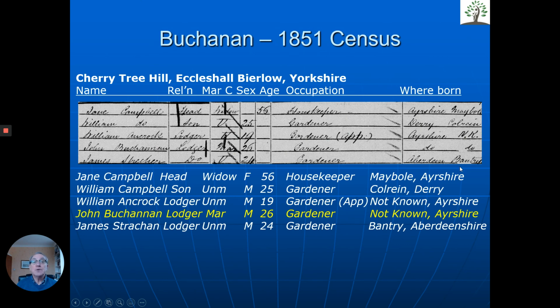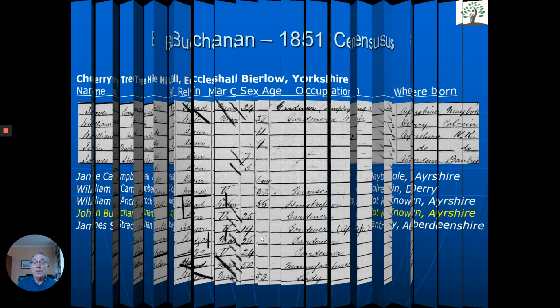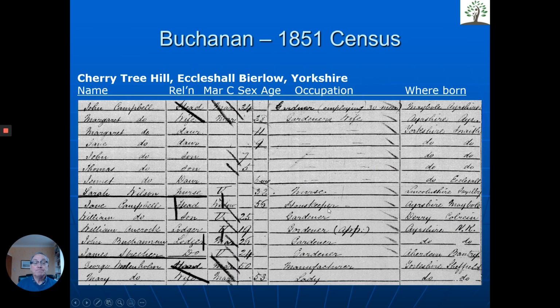And here's where the 1851 census played a part. We found John Buchanan in Eccleshall. It's just outside Sheffield in 1851. And he's living with Jane Campbell, who's a housekeeper from Maybole in Ayrshire, and the four men there, all young male gardeners. And when we looked further in the census, higher up is John Campbell, age 34, born also in Maybole in Ayrshire, almost certainly the son of Jane Campbell. And he is a gardener, employing 30 men. So almost certainly John Buchanan and these others were working for John Campbell. 30 gardeners, that's a lot. There must have been a big estate.